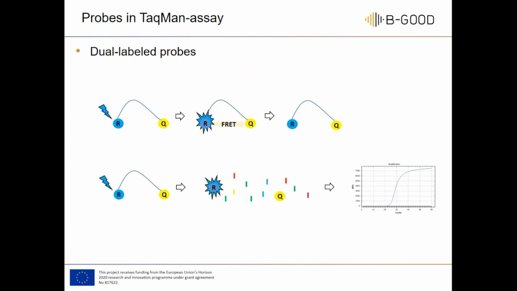However, during the reaction, the probe becomes degraded, which means that the reporter and the quencher become permanently separated. And when light strikes the reporter now, it will emit a fluorescent signal, and this signal can be detected by the instrument. In the graph, you can see a typical result in which the blue line represents the fluorescent signal of the reporter.